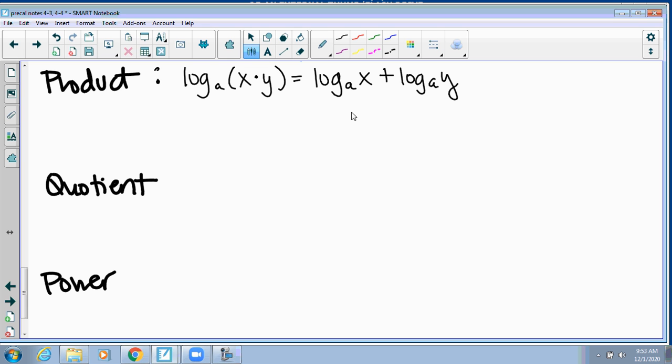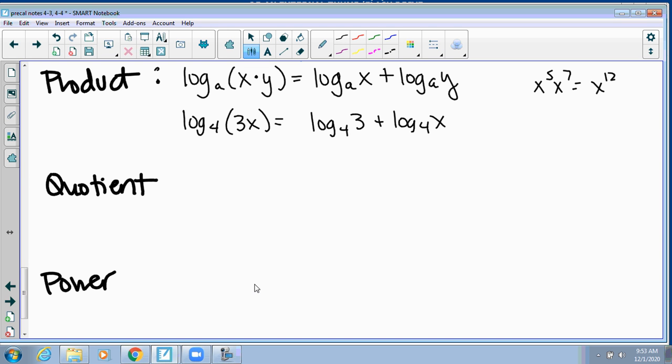This has to do with the properties of exponents. If I had x to the 5th times x to the 7th, we add the 5 and the 7 together and we get x to the 12th. Since our logs represent powers, that is the reason that the times turns into a plus. Right? So for an example, if I had log base 4 of 3x, I can split that into log base 4 of 3 plus log base 4 of x.